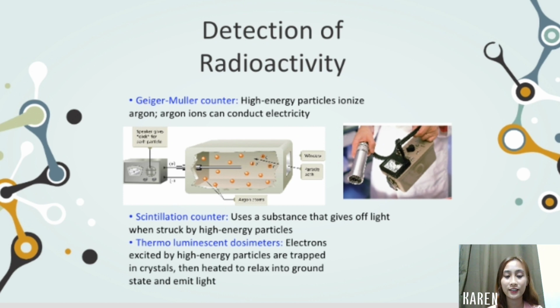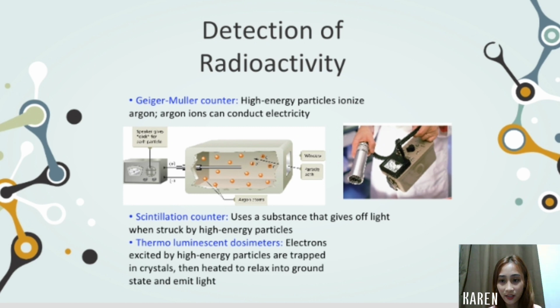Ionizing radiation is characterized by two physical measurements. First is its intensity, which is the number of particles or photons emerging per unit time. Second is the energy of each particle or photon emitted. To measure intensity, we take advantage of the ionizing property of radiation. Instruments such as the Geiger-Müller counter contain helium or argon. In the Geiger-Müller counter, high-energy particles ionize argon. Argon ions can conduct electricity.